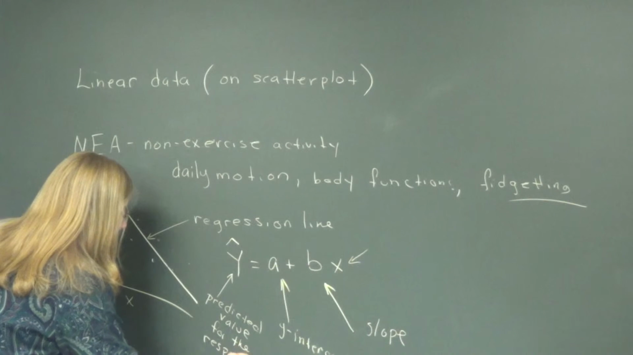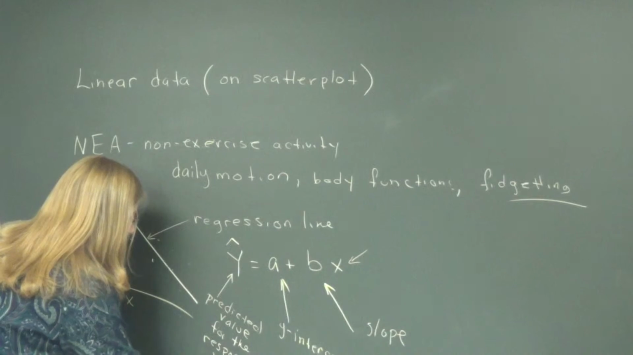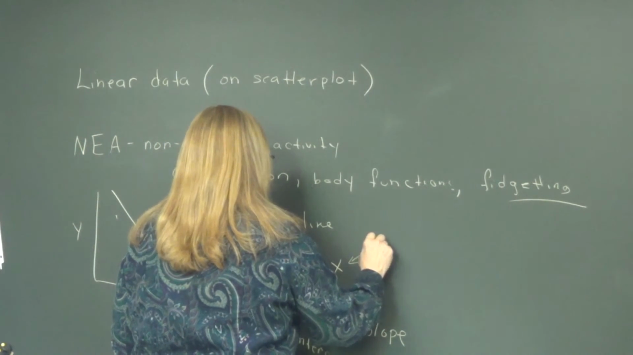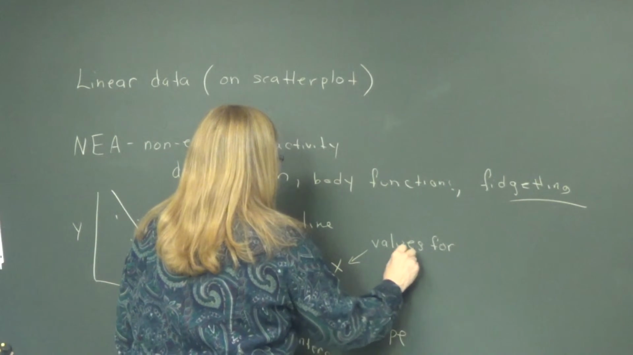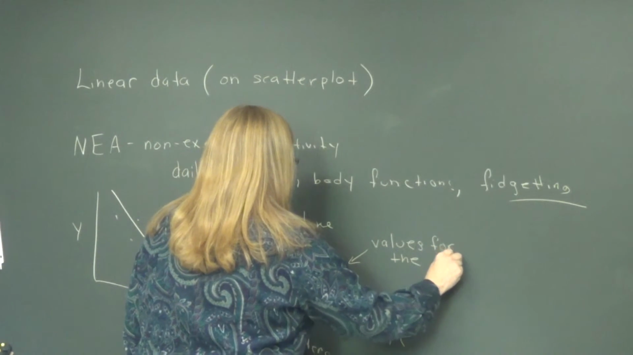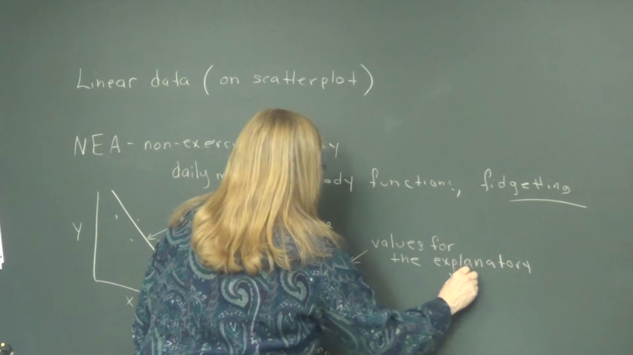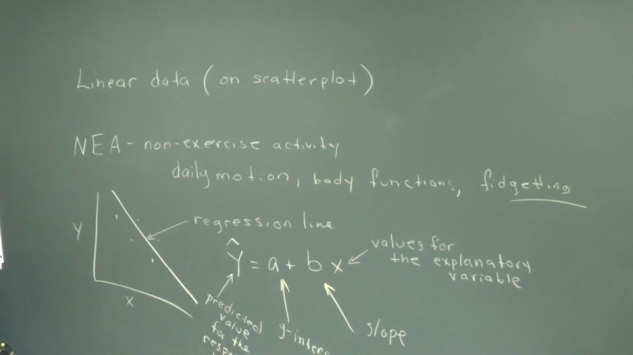And the X's values are for the explanatory variable. So Y hat equals A plus BX. So you have to switch out of B being the Y-intercept. It is the slope now in Statland.